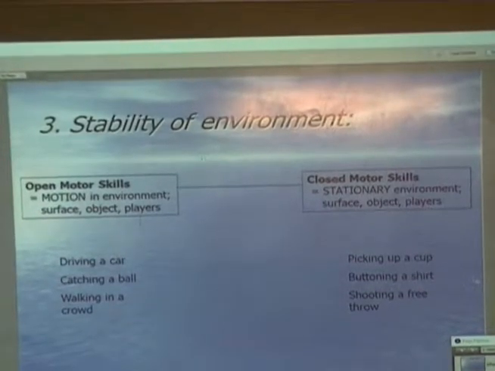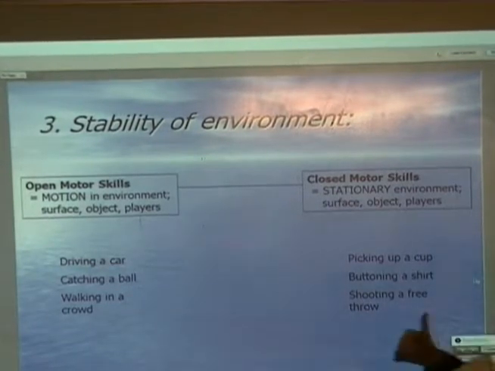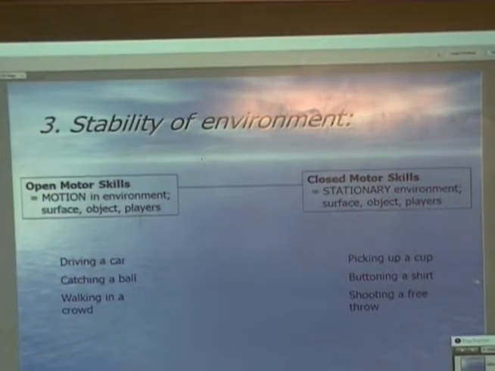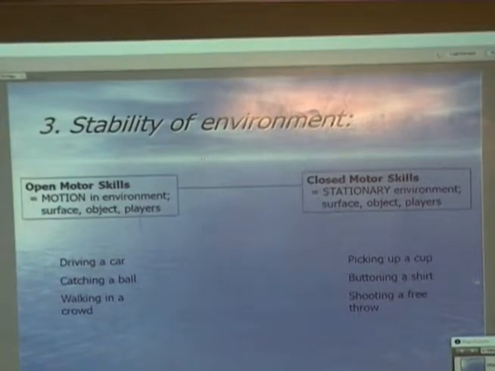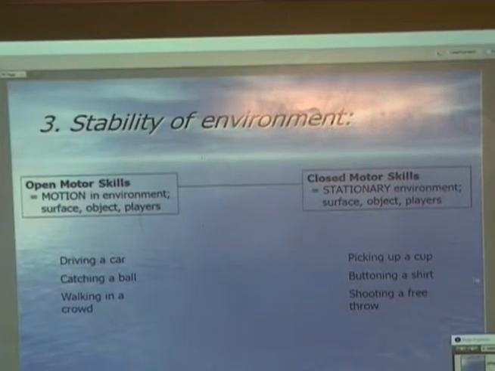Lots of long looks. Good? Okay. So, what this means then is that we can classify a skill 3 different ways. So when we pick a motor skill, it doesn't only get classified on one of these one-dimensional classifications, right? The same skill can be classified on all 3 of them.